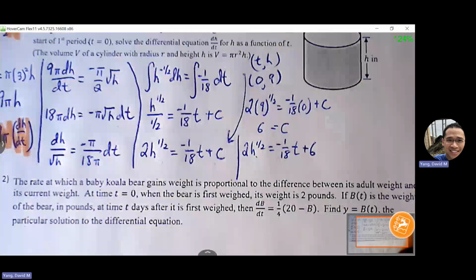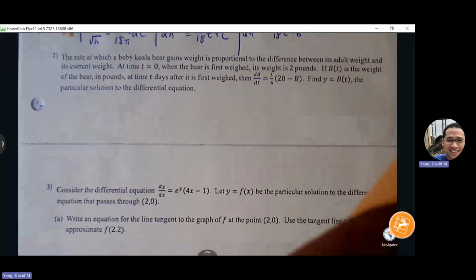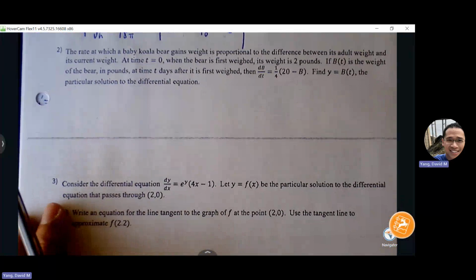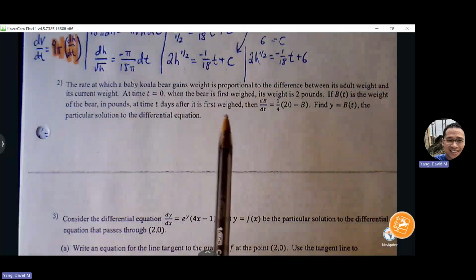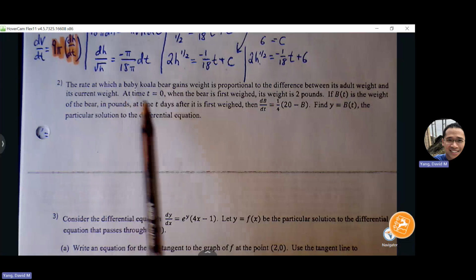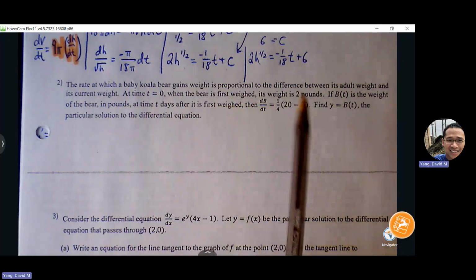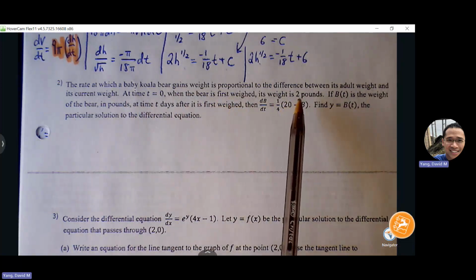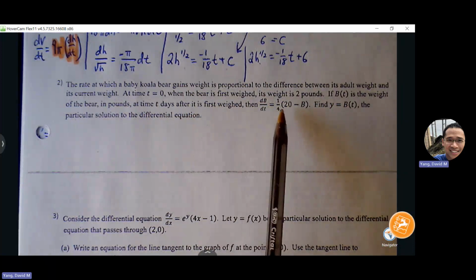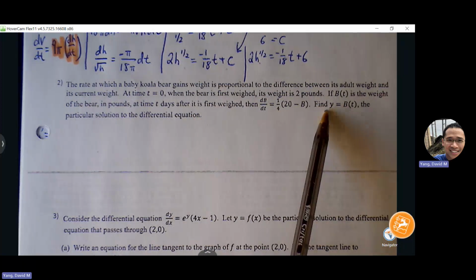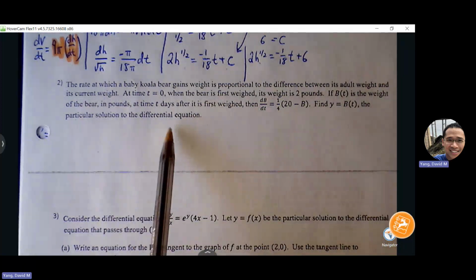So number two, we're also going to see that combination of different variables that we are typically not used to working with. But here, the rate at which a baby koala bear gains weight is proportional to the difference between its adult weight and its current weight. At time t equals 0, when the bear is first weighed, its weight is 2 pounds. If b of t is the weight of the bear in pounds, then dB over dt is 1/4 times 20 minus b. Find y equals b of t, the particular solution to the differential equation.